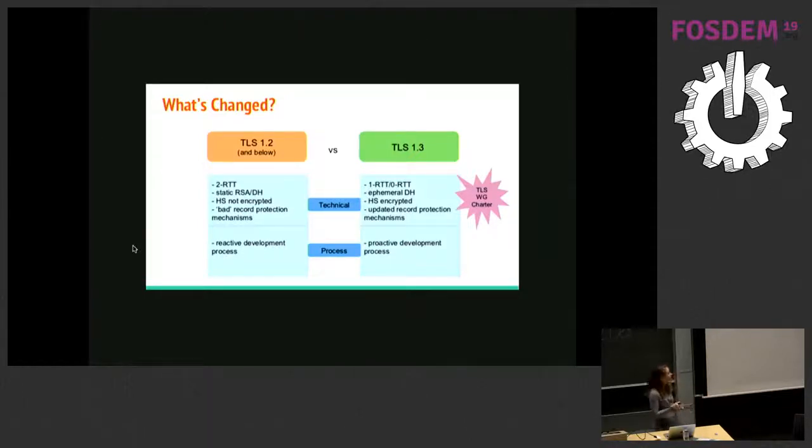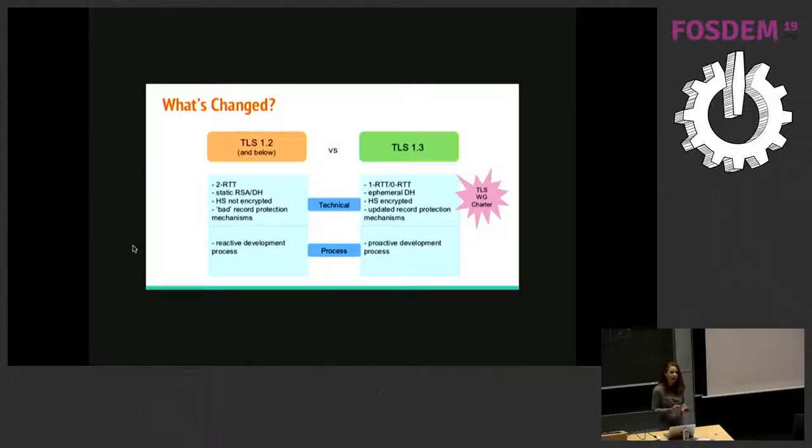In comparison, TLS 1.3 has this one round trip time in an initial connection and also has the zero round trip time functionality. So the client can start sending data with its first flight of messages. That it only negotiates ephemeral Diffie-Hellman.